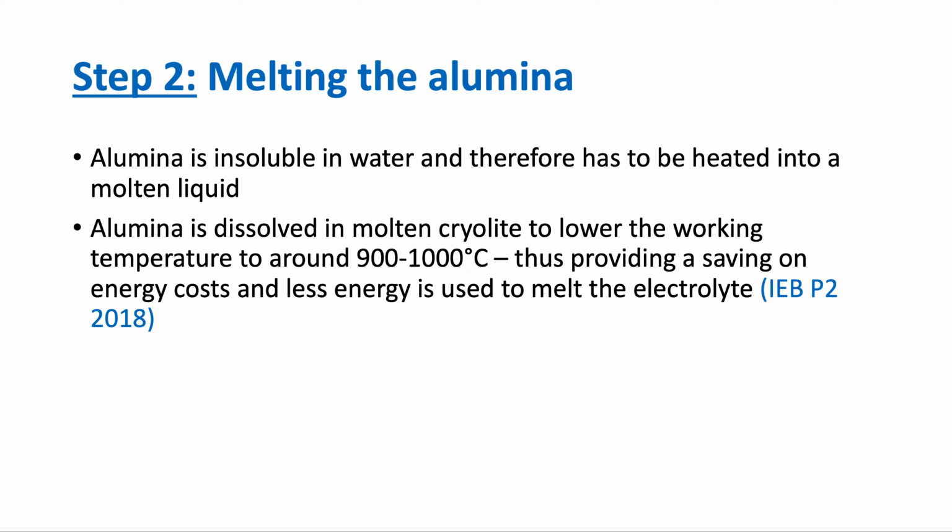So it has to be heated into a molten liquid so that it can conduct electricity due to the presence of free mobile ions in the liquid, right? Alumina is then dissolved in molten cryolite to lower the working temperature to around, I would say, 950 degrees Celsius, and thus provides a saving on energy costs, as less energy is used to melt the electrolyte.